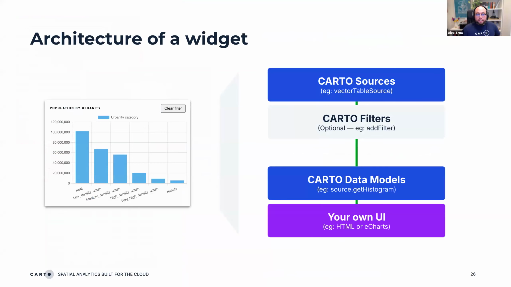What's the architecture of a widget? This widget looks pretty simple, but it only has 4 components really. Sources, you already know them. Filters, we'll cover them in a little bit, but essentially think of where clauses for your data. The data models, which we'll cover in a minute, and then your own UI. You guys decide. We are not telling you to use a design system or anything. You can absolutely change the way your widgets look.